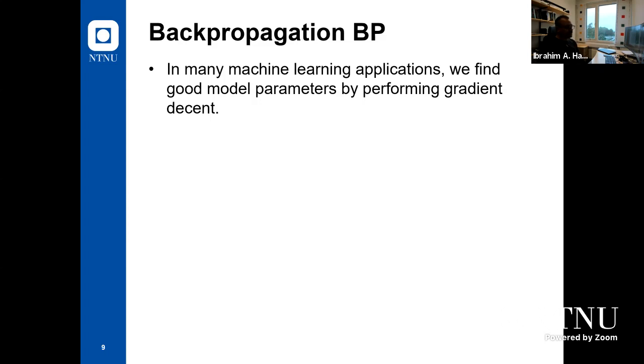And what does it mean, global minimum and local minimum, and how can we try to escape from those local minima? So it's just to understand what is going on behind the scenes. So error backpropagation is a way to find a good set of parameters by performing this gradient descent.